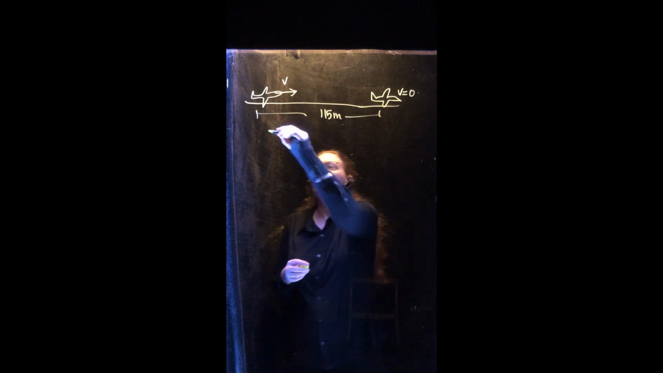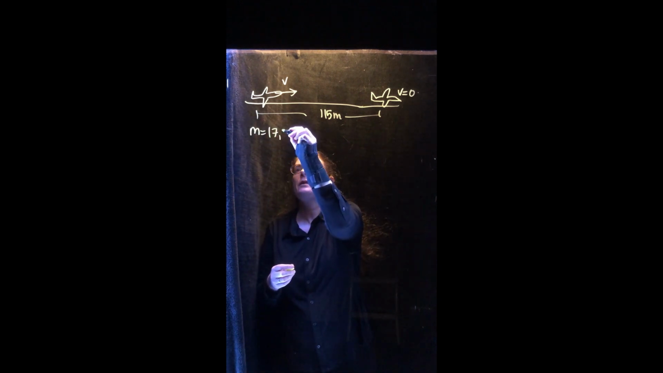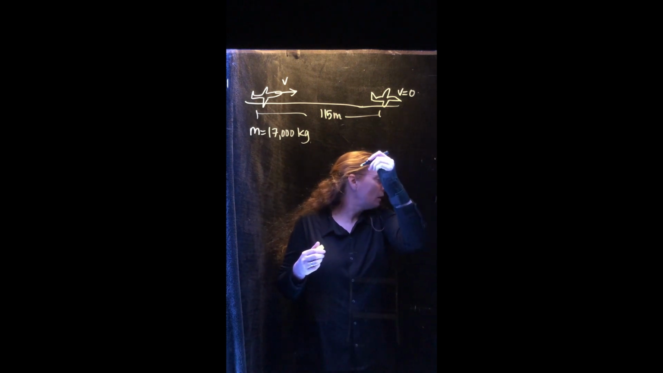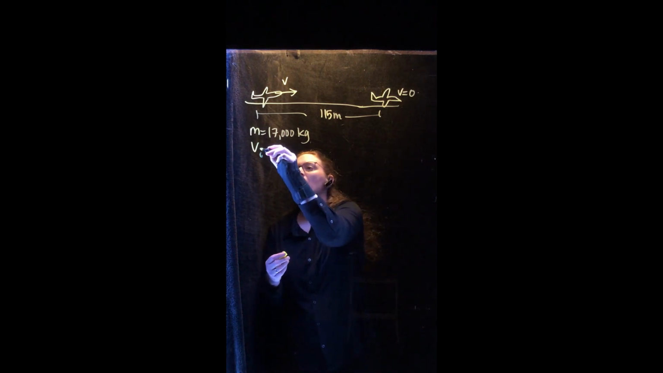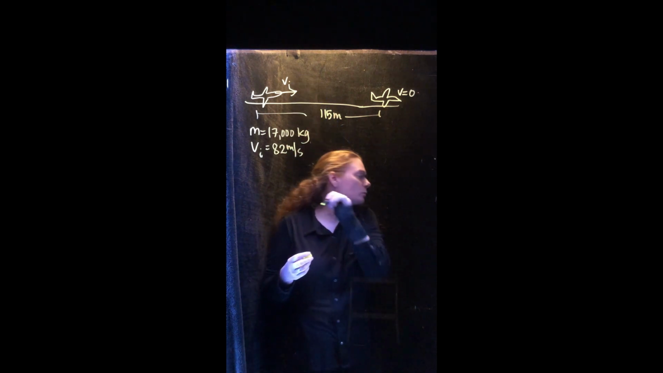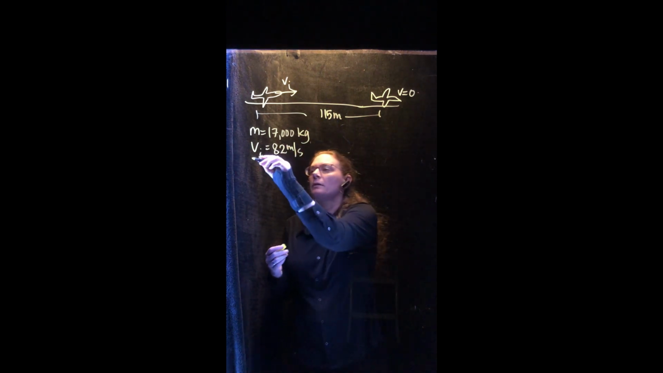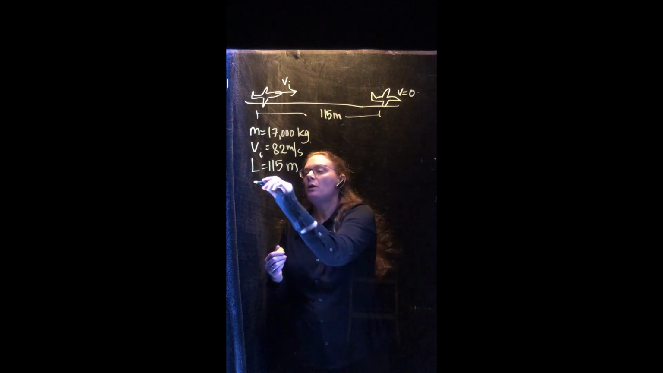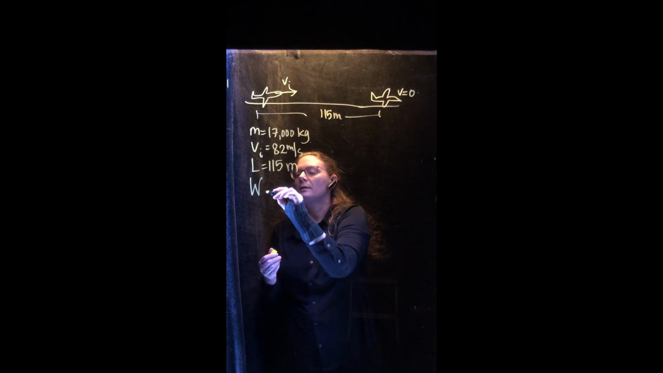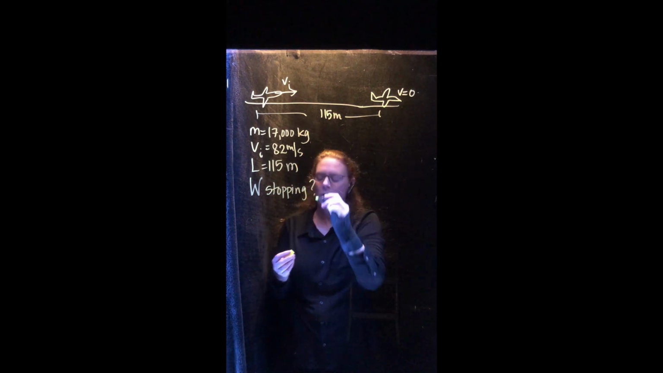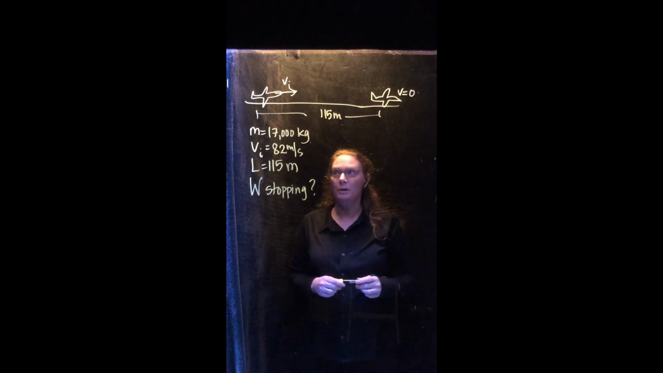What else do we know? We know the mass is 17,000 kilograms. It's going to have a lot of energy. Oh, sorry, initial speed is 82 meters per second. Okay, so this is my initial speed. The length of the deck is 115 meters. And we want to know, what is the work done in stopping the plane?